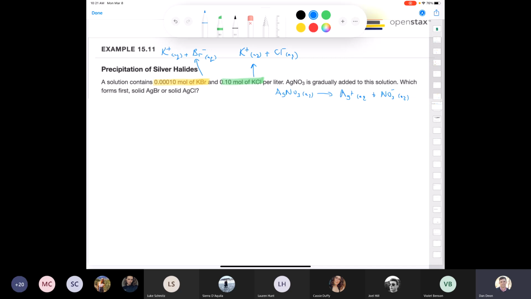Well, hold the phone. What's of interest to you? They tell you that you can form either solid silver bromide or silver chloride. That means it's going to be a combination of silver from the silver nitrate and bromide from the KBr, or for the silver chloride, silver and chloride from the potassium chloride. You know that potassium bromide and potassium chloride are 100% ionic. So another thing that you're going to need to solve this problem are the KSPs.